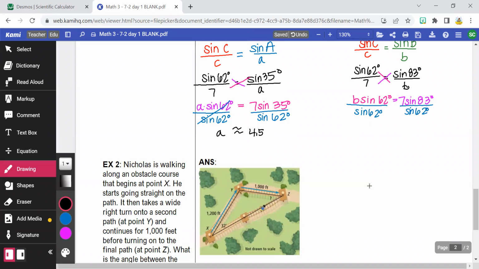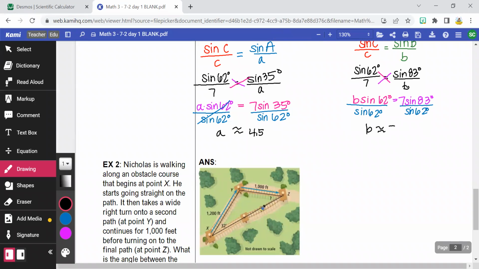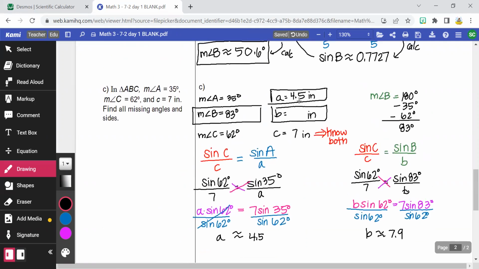So for B, we're going to calculate 7 times sine of 83 over sine of 62. Notice that we can just change this, right? It was a 35. We're going to change it to an 83. And that's going to give us 7.86, so that's going to round to 7.9. Okay, so side B is 7.9. So our final answer is 7.9 inches for side B.